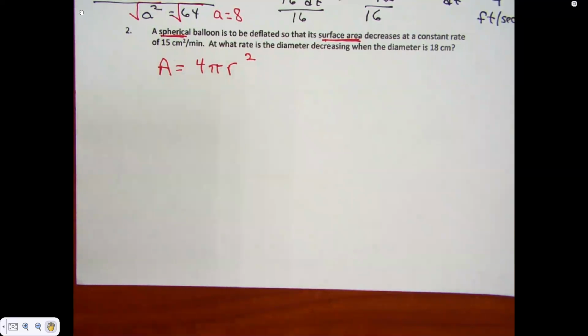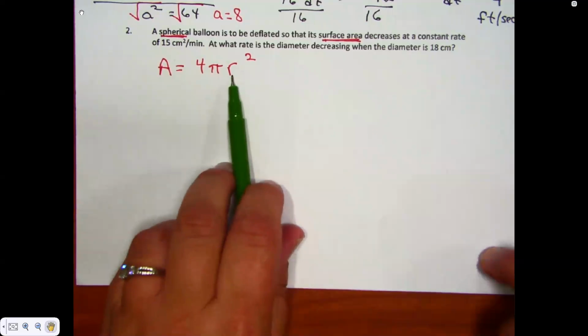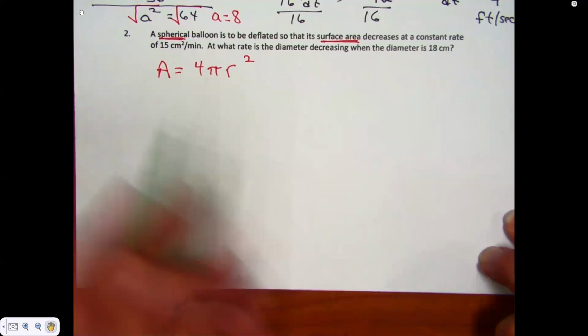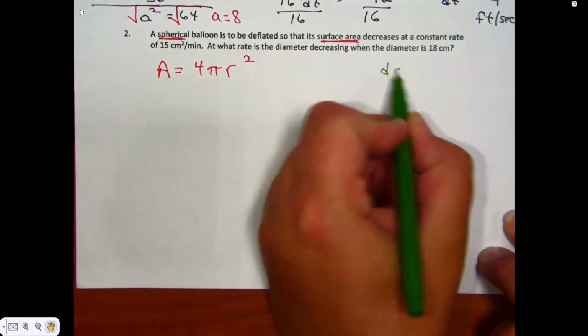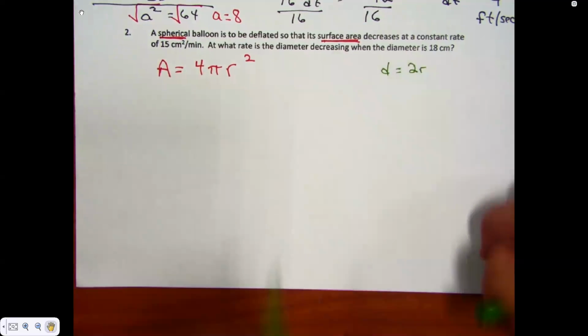Now we have just a little bit of trouble because that's a formula for area, but remember I'm supposed to relate everything in the problem. What are they actually talking about in the problem? They're talking about the diameter. So remember, I want to put a D here, but they're related, right? The diameter is 2r.